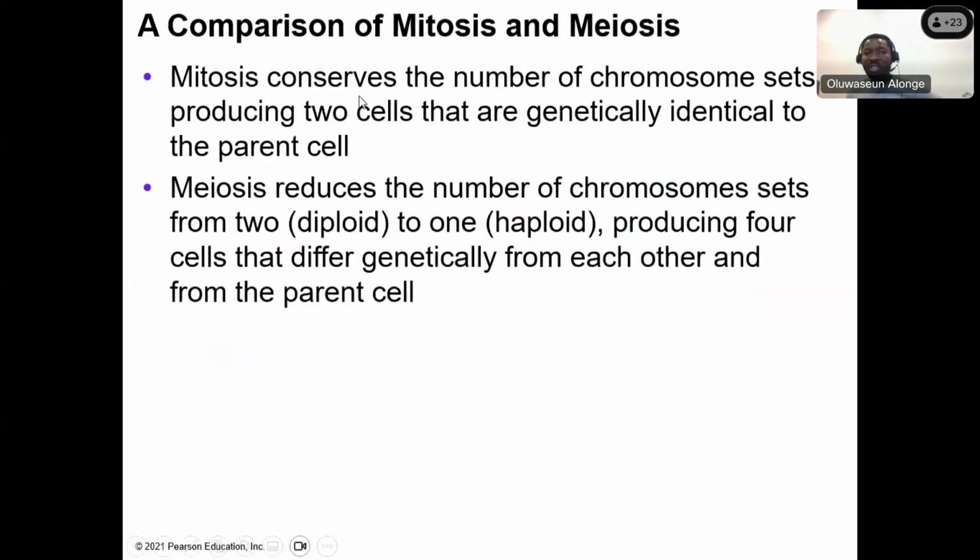Now, mitosis conserves the number of chromosome sets, meaning that 46 is going to give rise to 46, but meiosis reduces it. I call mitosis nuclear multiplication because invariably it is the nucleus that is multiplying in mitosis, whereas meiosis, I call nuclear reduction. It reduces the nucleus. All right.